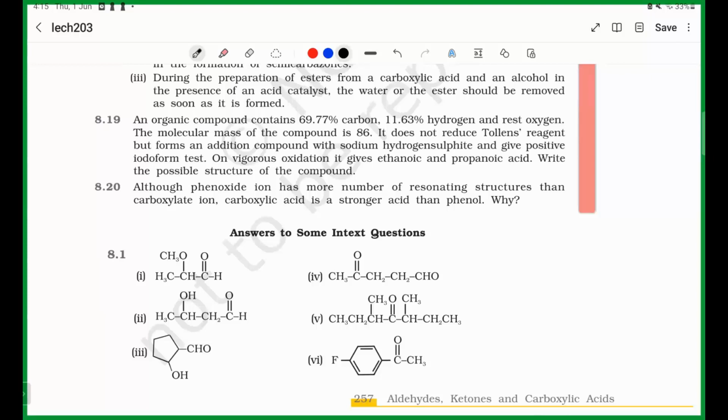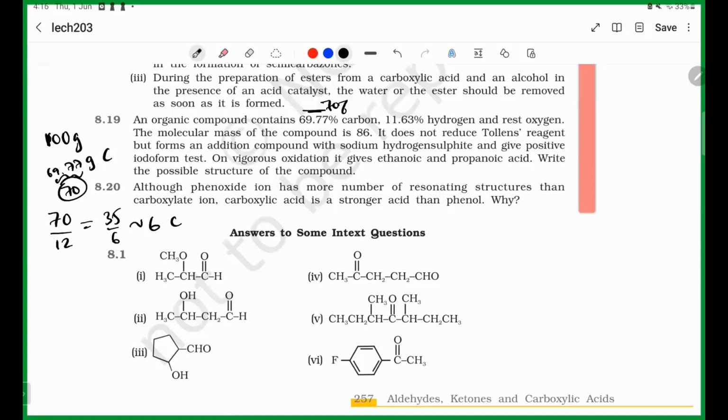Okay, so generally when something like this is given, I just like to find out the proportion of the atoms. So if it contains around 70% carbon, I just assume we have 100 grams of the compound ready. That means 69.77 grams of carbon. That means how many carbon atoms do we have? Around 70 by 12, I'm assuming 69 is 70. So we have 70 by 12. What is 70 by 12? 35 by 6, which is approximately 6. Right. So we have 6 carbon atoms.